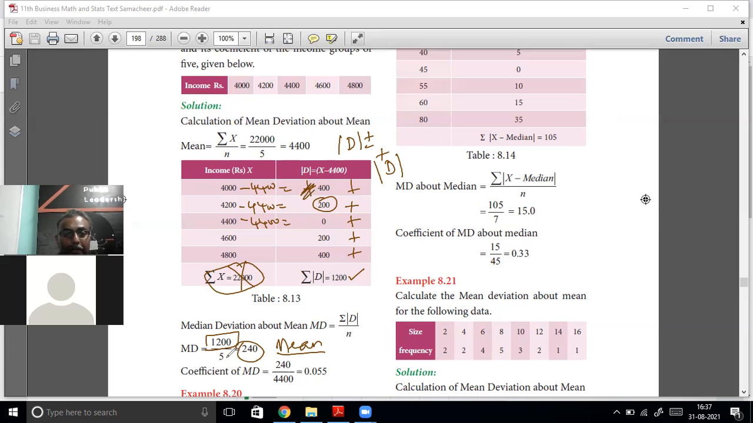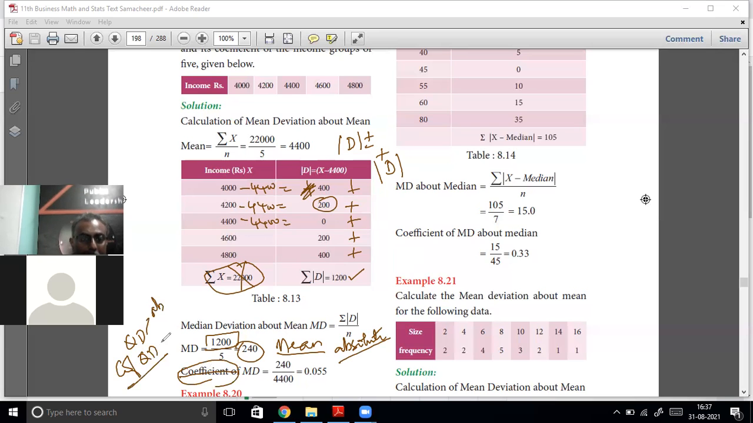Then 1,200 by 5, by n, that is 240, the mean deviation. Now this is an absolute value. If you want to compare, you have to use the coefficient of mean deviation. Just like you find quartile deviation and then coefficient of quartile deviation. Remember, this value was absolute. This value is relative. You can compare two data sets using this value, how much they are scattered or how much they are deviating.